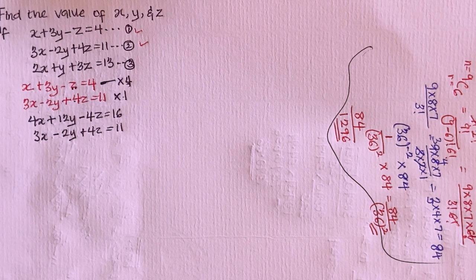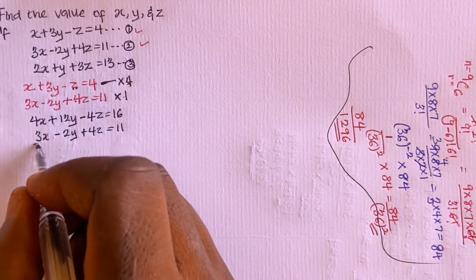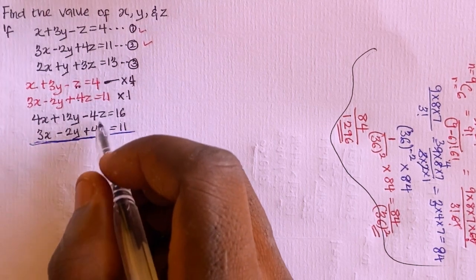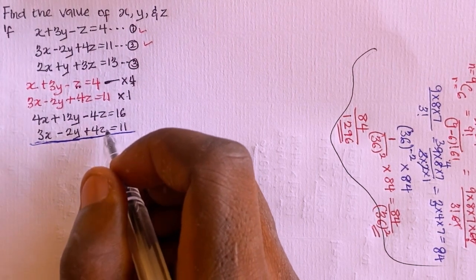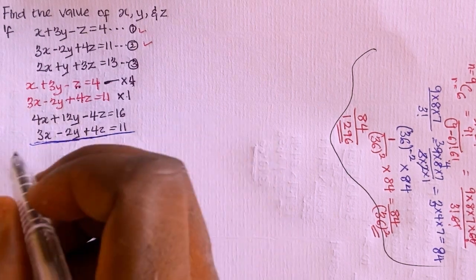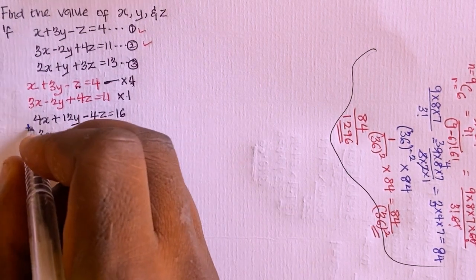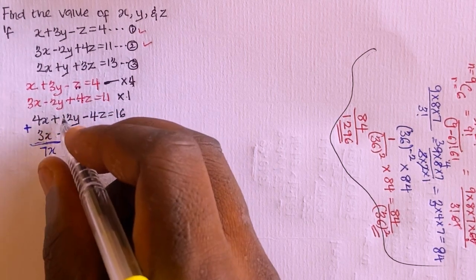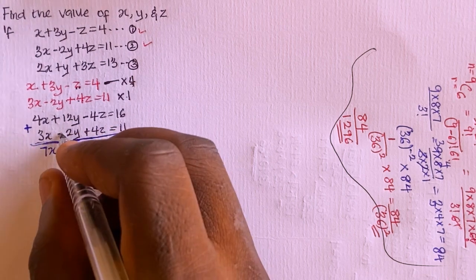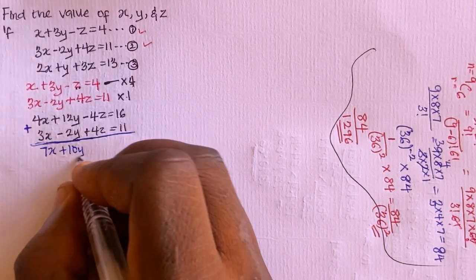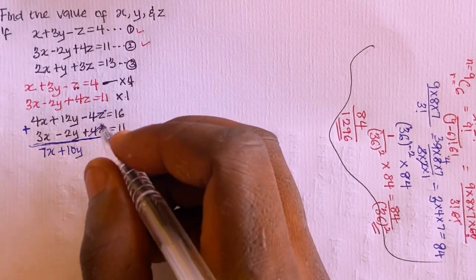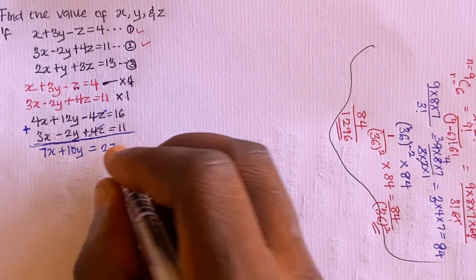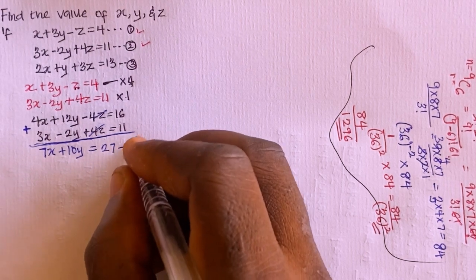Now that I've multiplied, I need to eliminate the coefficient of z, so here I'm going to add. Adding, I have 4x plus 3x, that's 7x. Then 12y minus 2y gives plus 10y. The z terms cancel out, and I have 16 plus 11, that's 27. I simply call this equation 1.